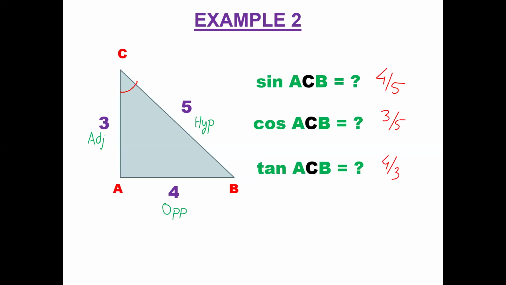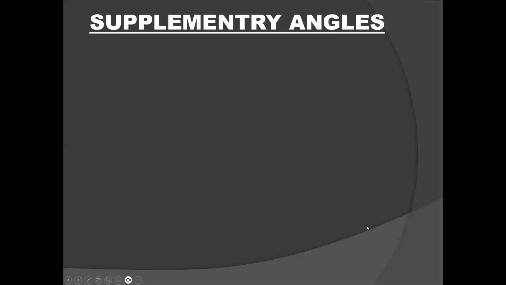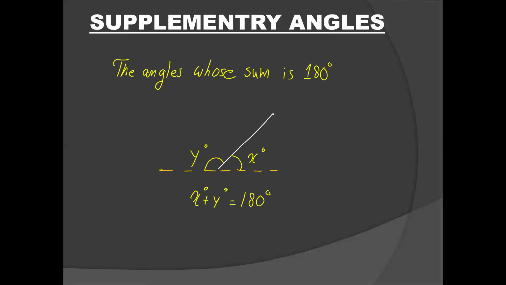Look at all the values. Now, supplementary angles. This is another IGCSE concept, but many people forget it because it's a very low level concept. It comes at a very primary level, but it's important here to get it back. Supplementary angles are those angles whose sum is 180.